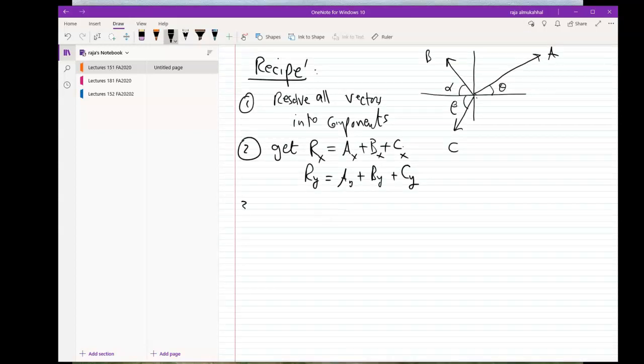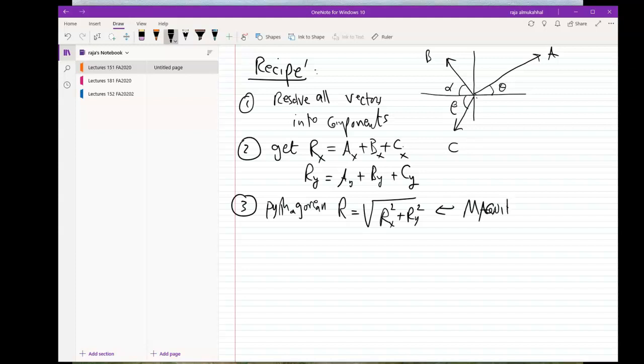Third step. Use the Pythagorean theorem to find R, the magnitude. How? This: R sub x squared plus R sub y squared. You'll get the magnitude. Remember what we said about the word magnitude, the number. And the last step is to get the direction.